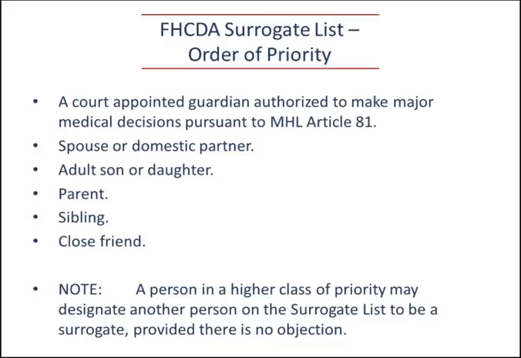A person in a higher class of priority may designate another person on the surrogate list to be a surrogate, provided there is no objection. So for example, you could have the spouse indicating that they want a sibling to make the healthcare decision, and as long as an adult son or daughter does not object, that would be fine. Or a parent has to not object, then that would be fine. You just have to make sure that there's no objection by a person in a higher class.